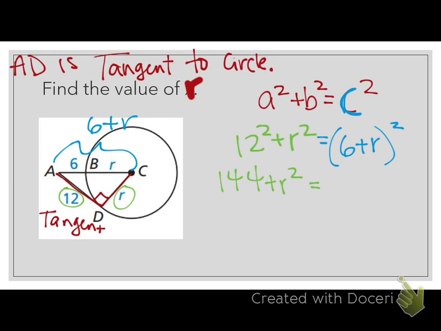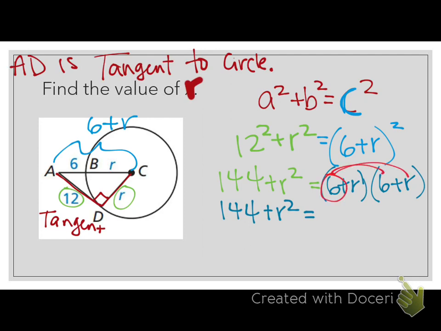And then what do I do with the 6 plus R squared? So 6 plus R times 6 plus R, and then we distribute using FOIL. How many terms will I get if I distribute correctly? 4 different terms, because FOILing is just multiplying 6 times both of these, and then multiplying R times both of these. So 6 times 6 is 36. 6 times R is 6R. R times 6 is 6R, and then R times R is R squared.